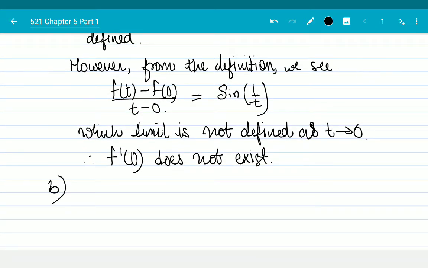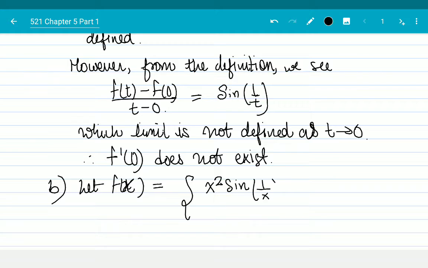However, that's not always the case. Even though the theorem might not work, sometimes the derivative might exist, as we can show from this. Let f of x be defined by, instead of x times sine 1 over x, look at x squared times sine 1 over x when x is not equal to 0, and 0 when x is equal to 0.